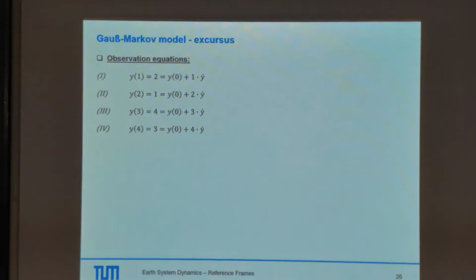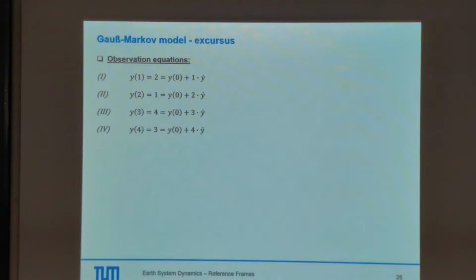If we move on now, we have here our observation equations. We have the 4 y values, t equal to 1, 2, 3, 4, which are these values now, and they fit our functional model like this. So y at the epoch 1 is equal to 2, which is equal to the y at the epoch 0, which we want to estimate. So here are our unknowns again, plus 1 times the slope. And for these 4 observation equations, this value is always the same, and the slope is always the same.